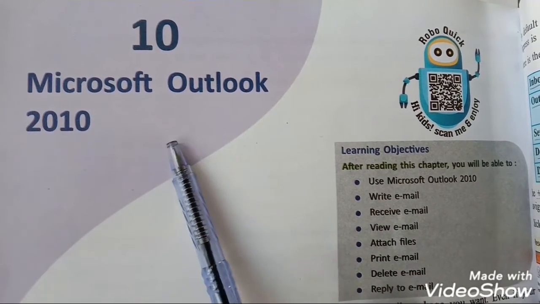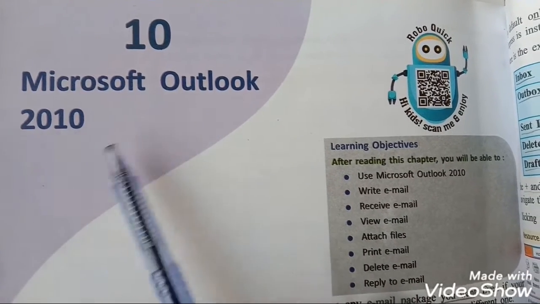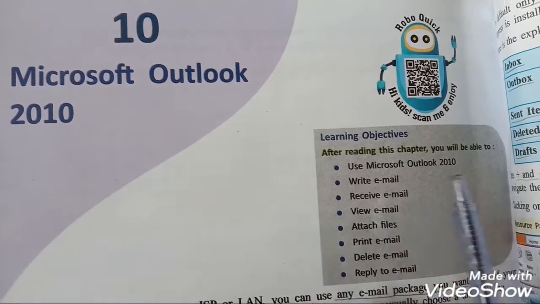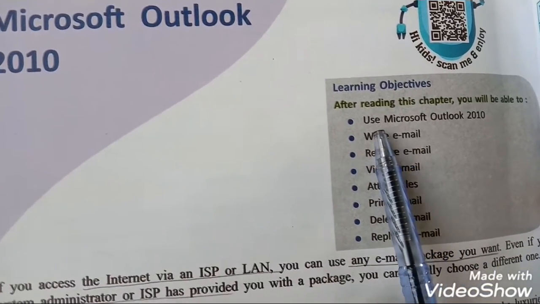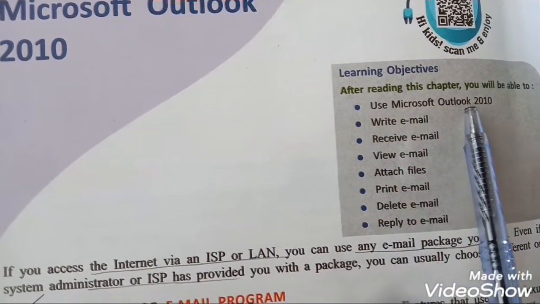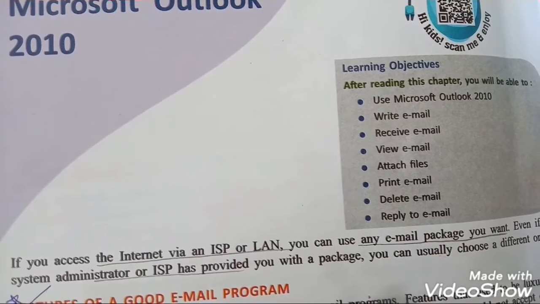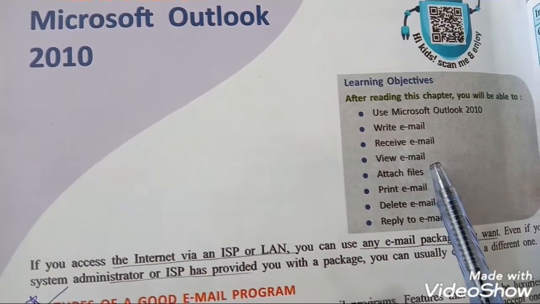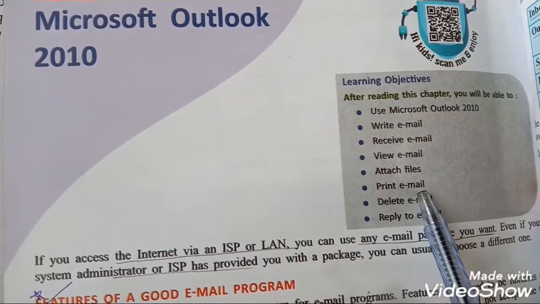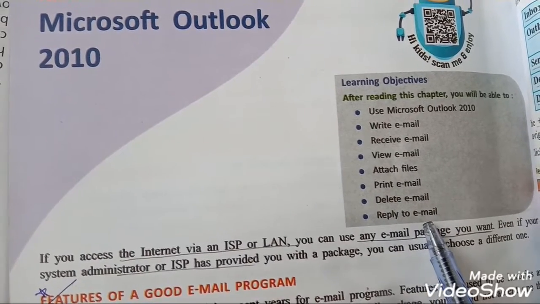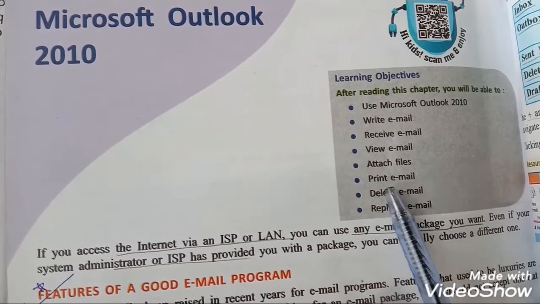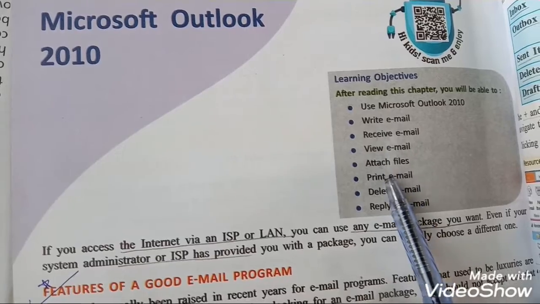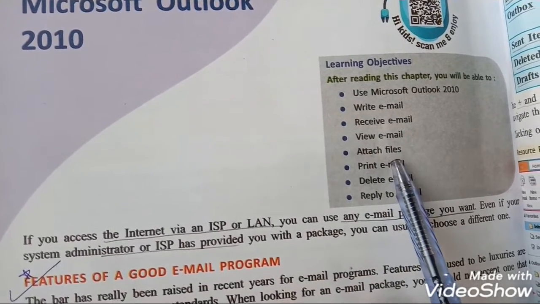Grade 7th, now we are going to start chapter number 10, Microsoft Outlook 2010. In this chapter, students will learn to use Microsoft Outlook 2010: write email, receive email, view email, attach files, print email, delete email, and reply to email. These are the points which we discuss in this chapter.